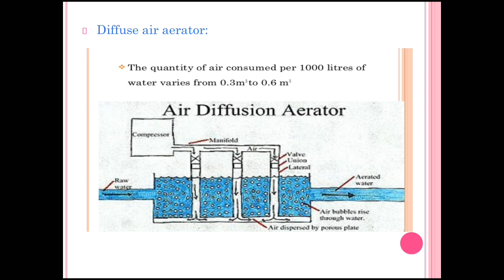There are three columns where the air is diffused through a porous plate. Above is a compressor which compresses air into the water so that the air bubbles rise through the water and the oxygen is dissolved in that water. The aeration process occurs and the water is collected from the outlet. This is the diagram of an air diffusion aerator.